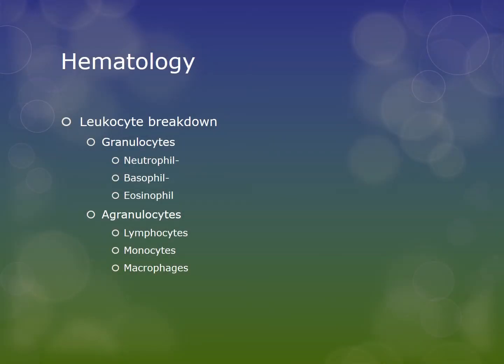All right, let's concentrate on our white blood cells now. So we have granulocytes and agranulocytes. You've got your granulocytes, which are the neutrophils, basophils, and eosinophils. They're granulocytes because when you look at them, they look like they have granules in them. I mean, they're really not granules, but that's what they look like. Agranulocytes don't have that. Those are your lymphocytes, your monocytes, your macrophages.